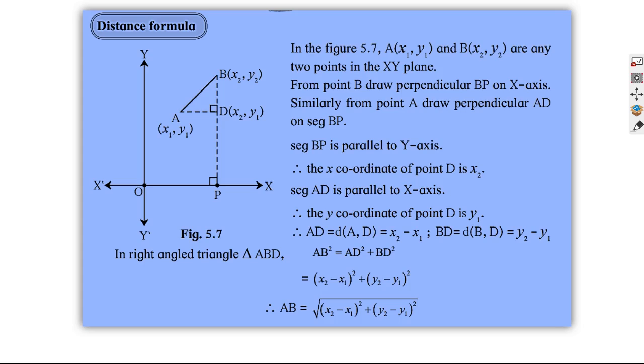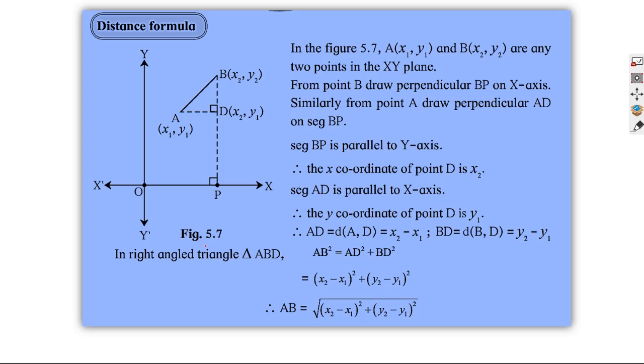This is the last screen of the last video, where we derived a formula to find the distance between 2 points. The distance AB can be calculated by the formula AB is equal to root of x2 minus x1 whole square plus y2 minus y1 whole square.